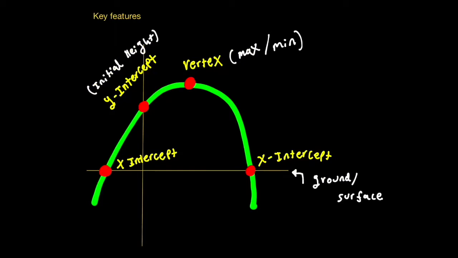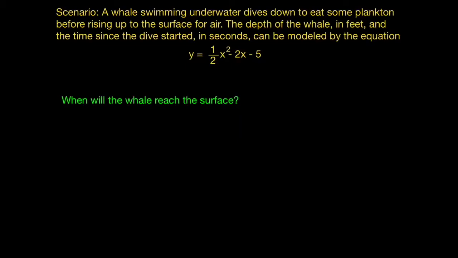If we add some context to this, usually the x-intercepts are going to be the ground or a surface. The vertex is going to be related to the maximum or the minimum, and then your y-intercept is going to be the initial height. Keeping this in mind, let's begin with this scenario.